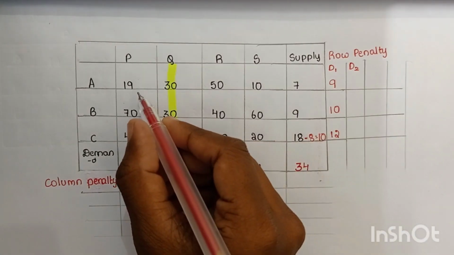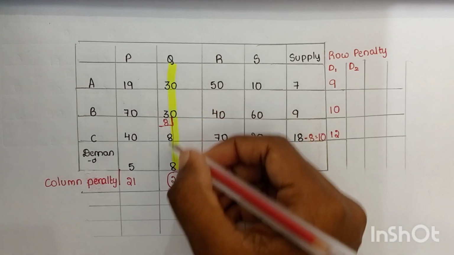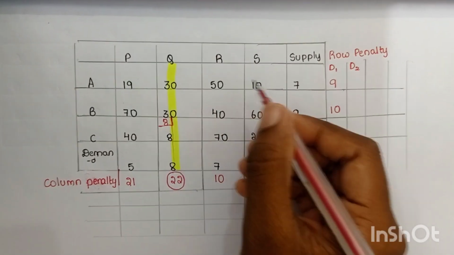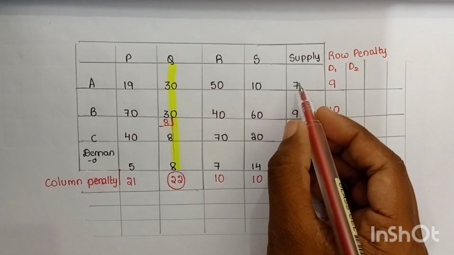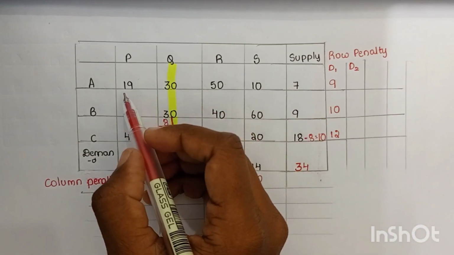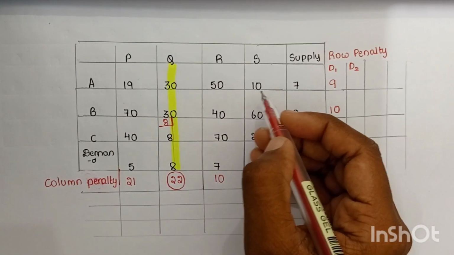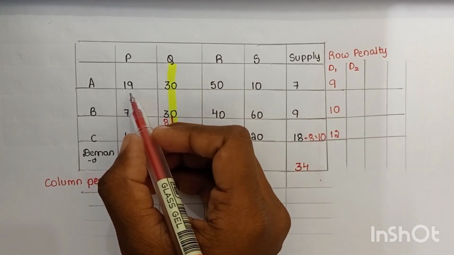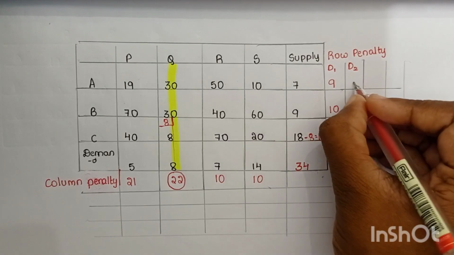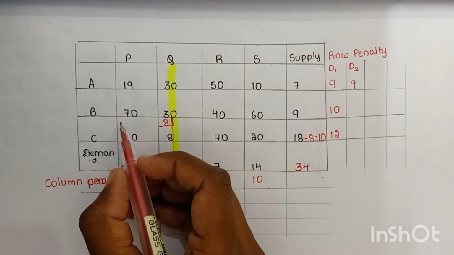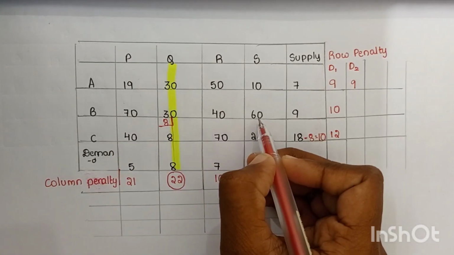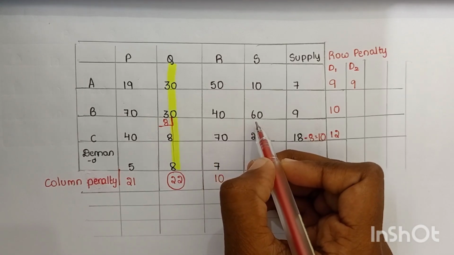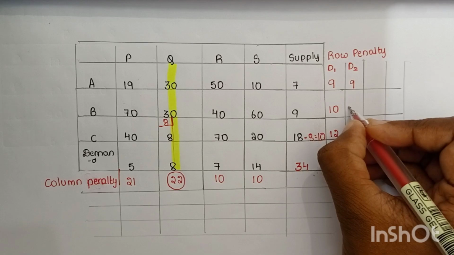In this we have cancelled this column, so we should not consider these cells while identifying the differences. In this row, the values which remain are 19, 50 and 10. Among these, the first least value is 10 and the second least value is 19. So 19 minus 10 is again 9. In the next row the remaining values are 70, 40, 60. The first least value is 40 and the second least value is 60. So 60 minus 40 is 20.